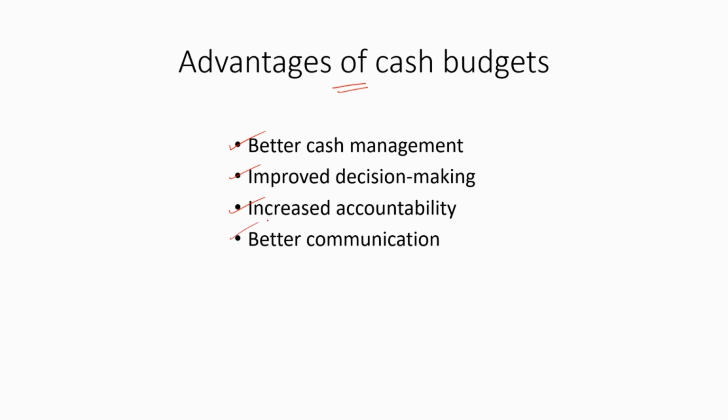Better communication. Cash budgeting helps to facilitate communication and collaboration between different departments and stakeholders within a business by providing a common framework for understanding and managing cash flows. This can help to break down silos, promote collaboration, and foster a shared sense of purpose and responsibility across the organization.